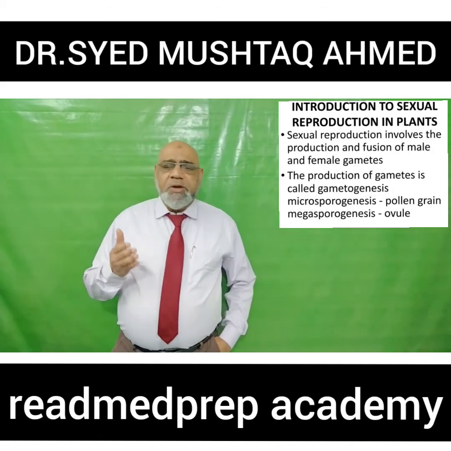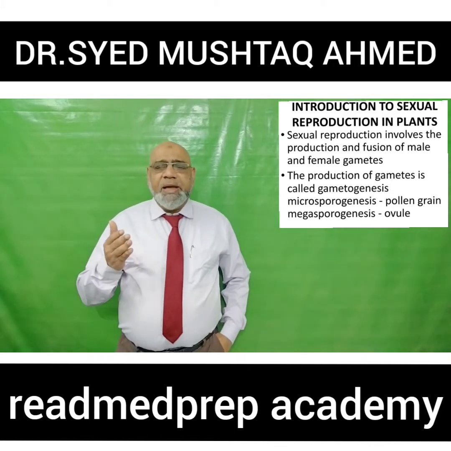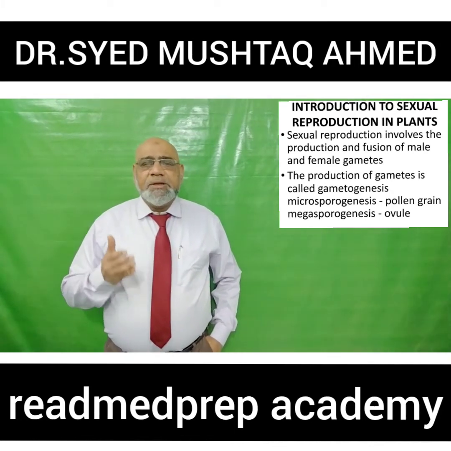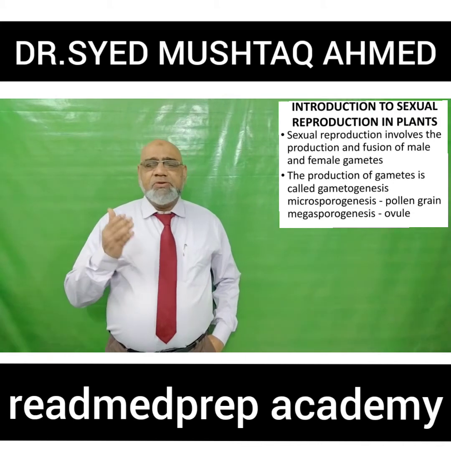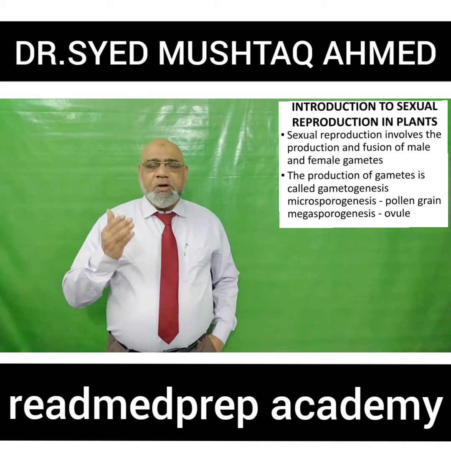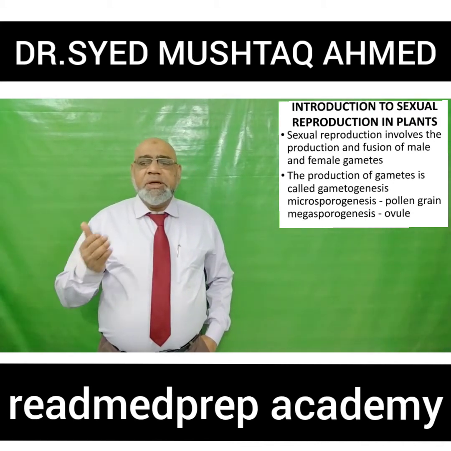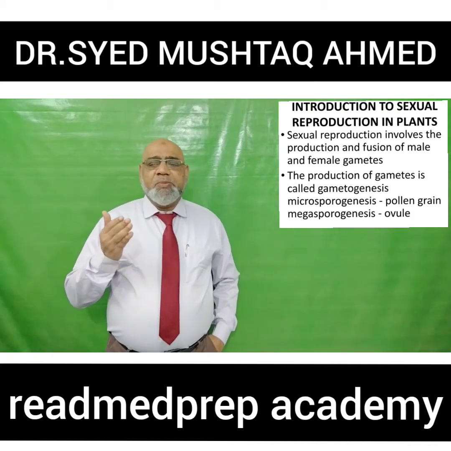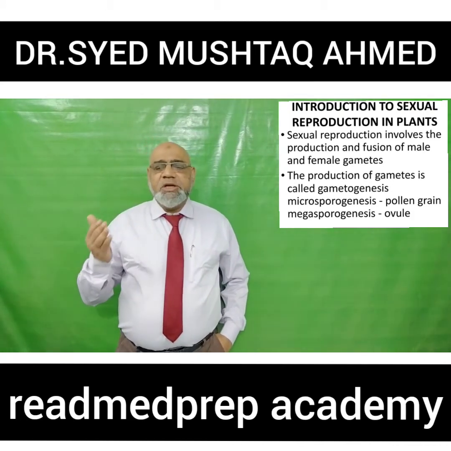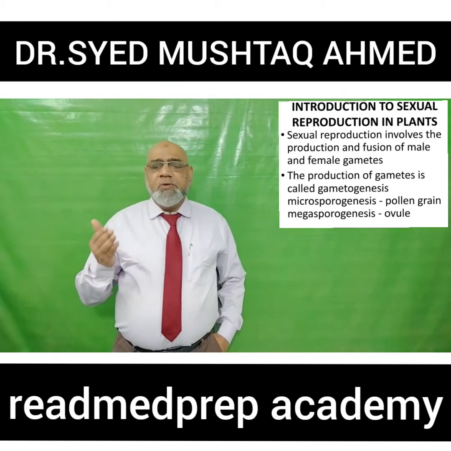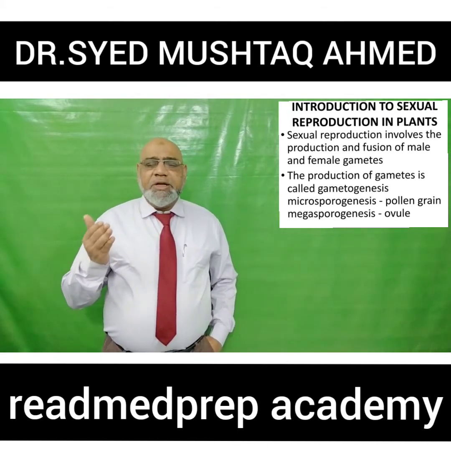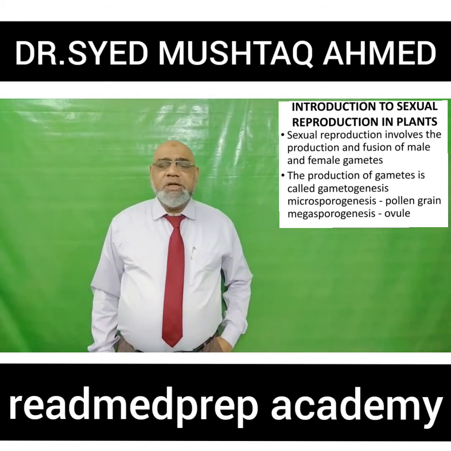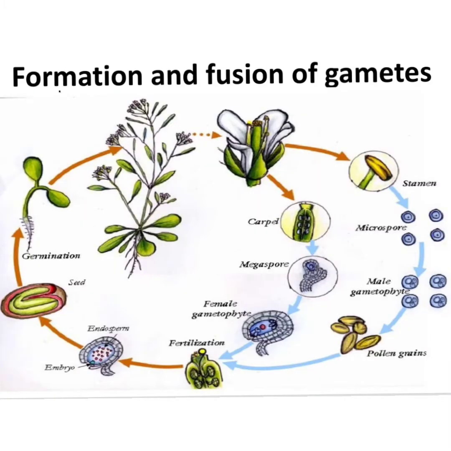Sexual reproduction involves the production and fusion of male and female gametes. The production of gametes is called gametogenesis. The production of pollen grains in the anther by the sporangia is called microsporogenesis. The formation of the ovule in the ovary in the gynoecium is called megasporogenesis. Here you can see the formation of the gametes.